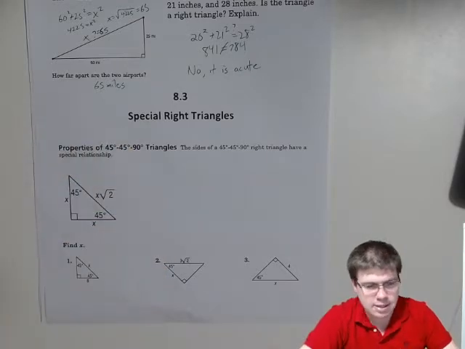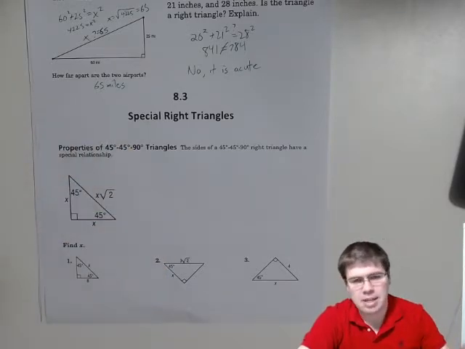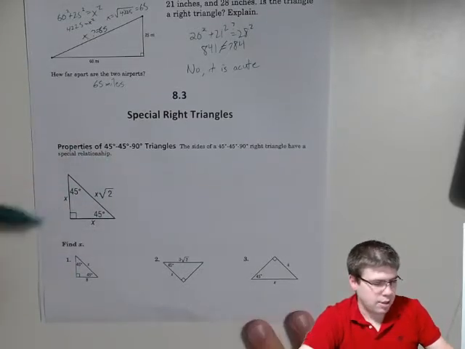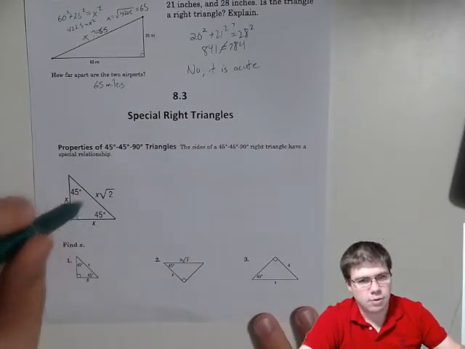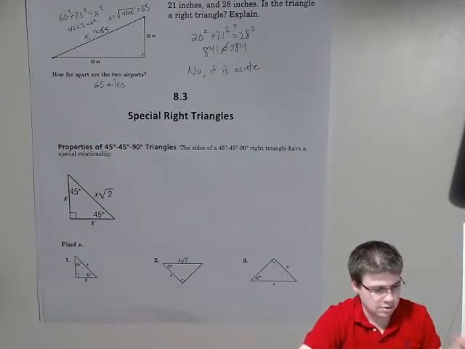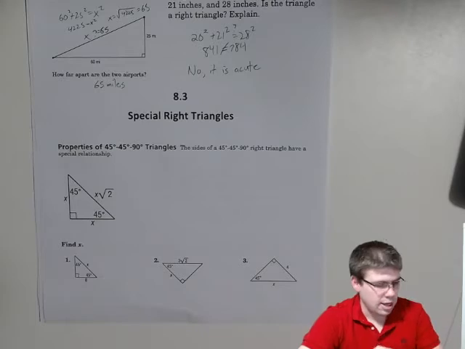Those actually come up a decent amount on math tests, but they don't come up that much in reality relative to how much they show up on math problems and tests. This stuff does, though. These 45, 45, 90 triangles and the 30, 60, 90, they're just nice even divisions that we will see a lot.